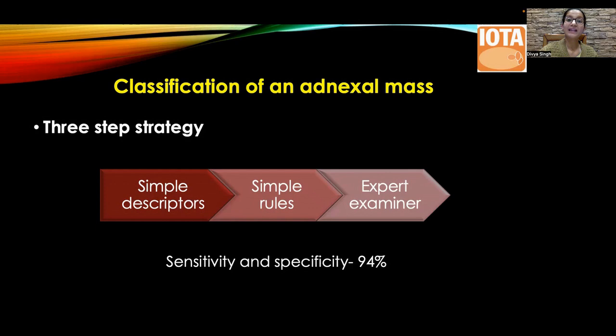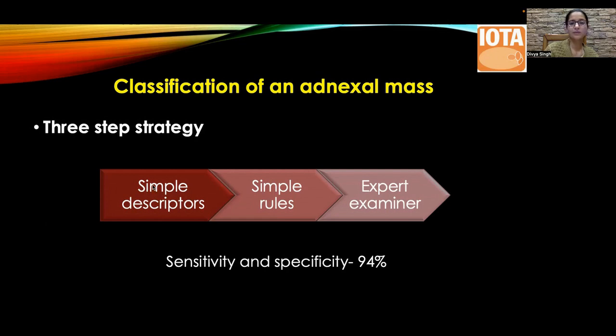Now, the IOTA group initially proposed this 3-step strategy while evaluating an adnexal mass. So first you see an adnexal mass, you describe it as I've proposed in the proforma in the slide before. And once you've described the mass using standardized IOTA terminology, first try to apply the benign and malignant simple descriptors.